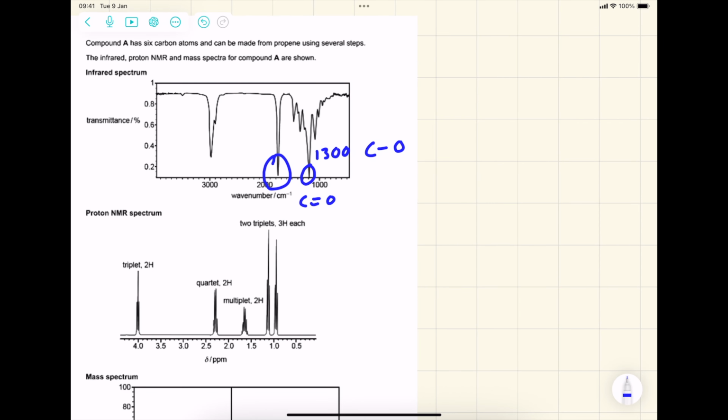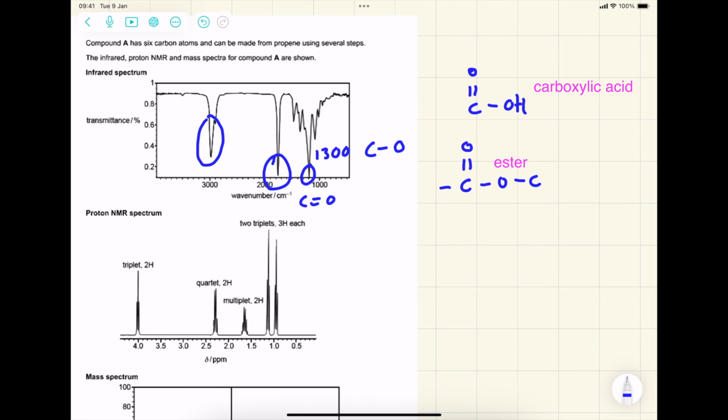At this point you're thinking, right, we have a C double bond O and a C single bond O, so you have to think about functional groups that have those bonds. The obvious ones that come to mind are the carboxylic acid and the ester. But we need to do a little bit more digging before we can conclude whether it's a carboxylic acid or an ester. And what we're going to use for that is this peak.